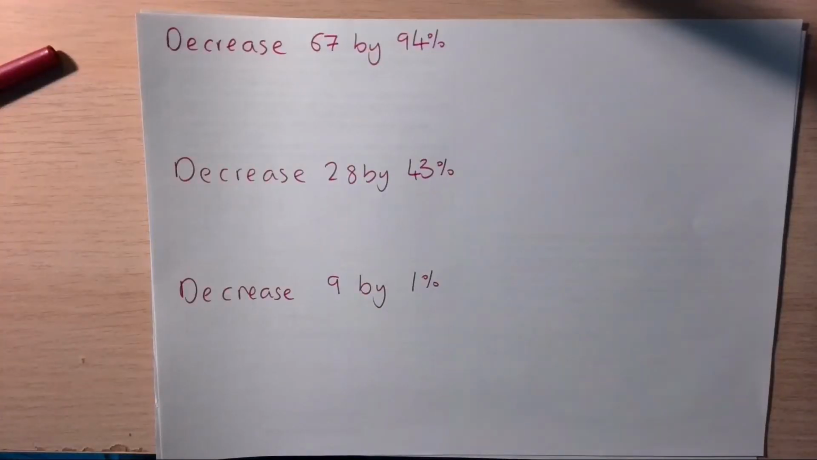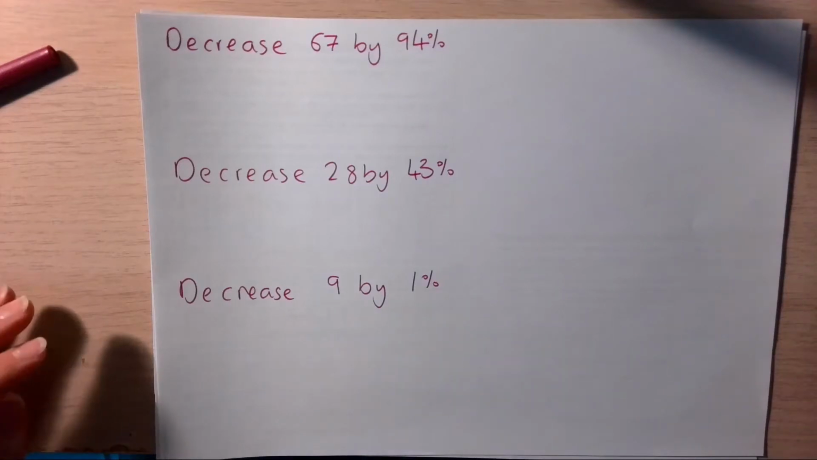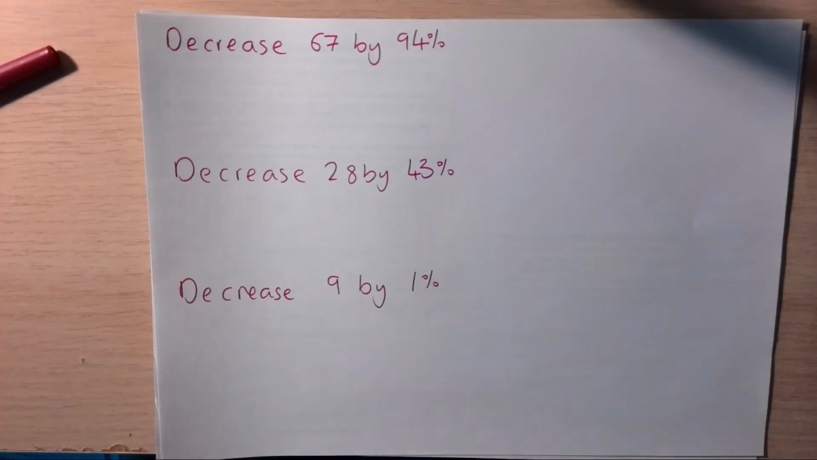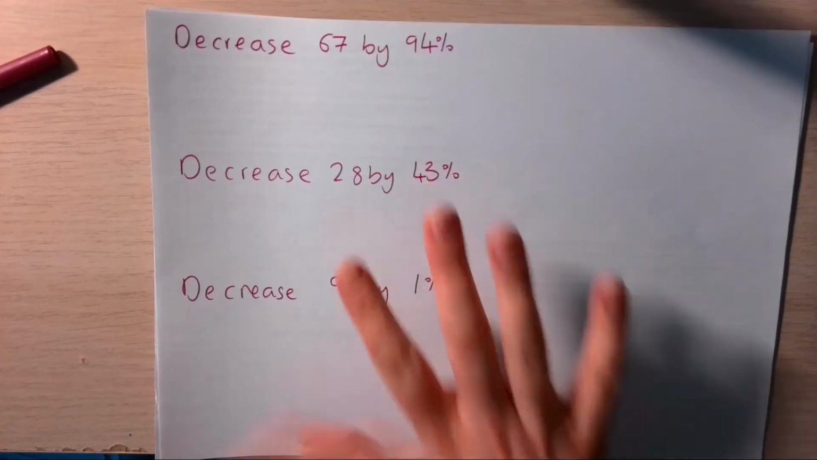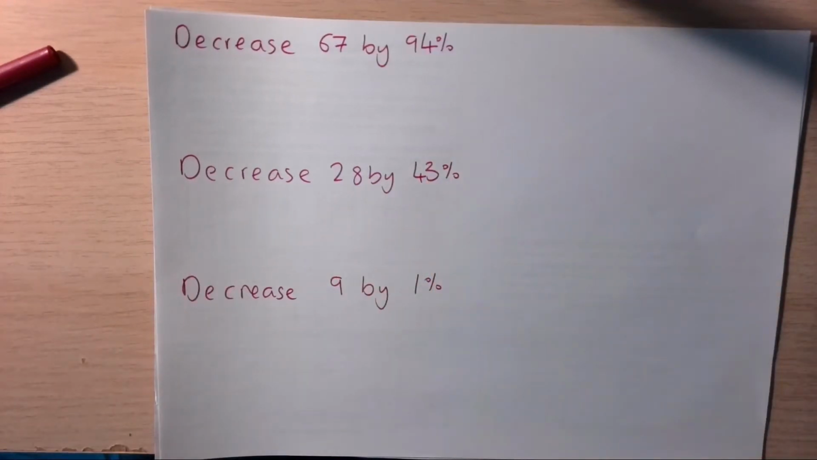Hi everyone. So we're going to look at really fast ways to decrease by a certain percentage in this lesson. I've used some quite random numbers. That's on purpose because I want us to do this using a calculator and using a method that uses multipliers. We're just going to look at decreasing now. I'm going to do a separate video for increasing so you can look at whichever one you need when you need it. So the first question I've got here, decrease 67 by 94%.